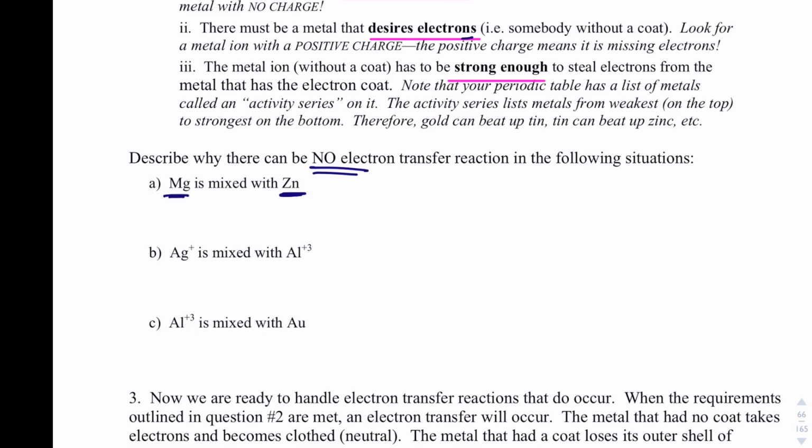There must be a metal that desires electrons. No reaction will happen here because these are both solid metals and neither of them desire an electron. As you can imagine, if I just put two metals together, they wouldn't react. So there's no reaction here because no one desires an electron.